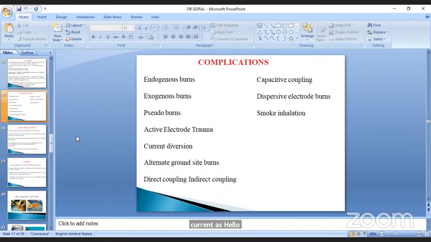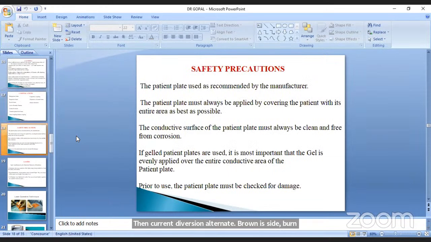Complications: endogenous burns, exogenous burns, and pseudo burns, active electrode trauma, then current diversion, alternate ground site burns, direct coupling, indirect coupling, capacitive coupling. Then safety precautions: the patient plate used should be the one recommended by the manufacturer. The patient plate must always be applied covering the patient with it over the entire area as best as possible.